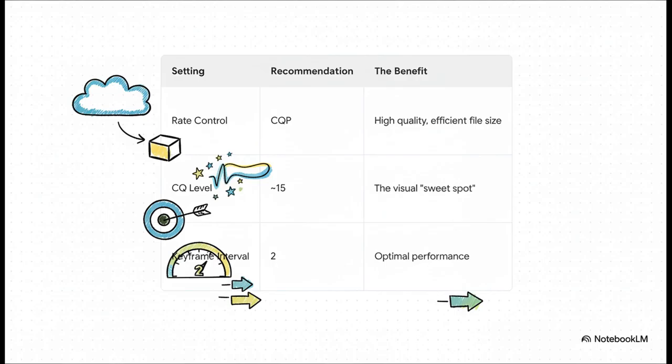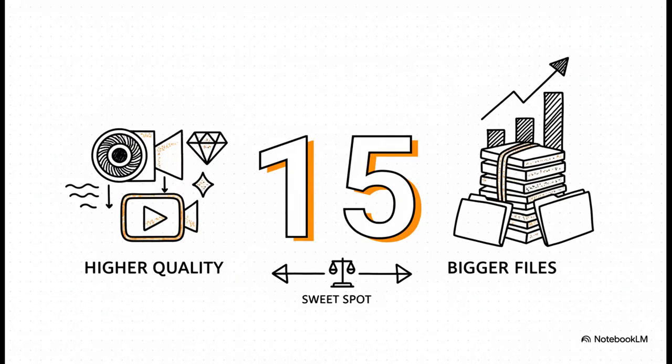And here it is, the sweet spot. A CQ level right around 15 is what you're aiming for. This number tells OBS how much quality to pack in. Lower numbers mean higher quality and bigger files, but 15, that is widely considered the perfect balance. You get stunning quality that's almost impossible to tell apart from the original source.